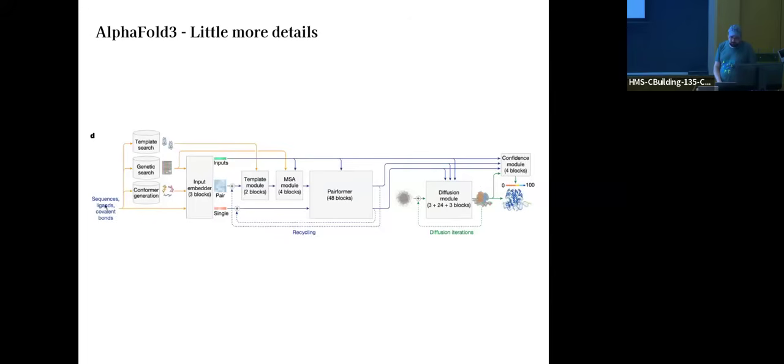So just to summarize, we have lots of bits of information coming in here. We have the MSA, we have the templates, we have the conformations, specifically if you're trying to predict where the ligand goes. That gets put into this embedder. The embedder embeds all this information. You get single representations, pair representations, the MSA module, and so on. And don't worry if this doesn't make sense. I'll go through those in more detail in the next few blocks.